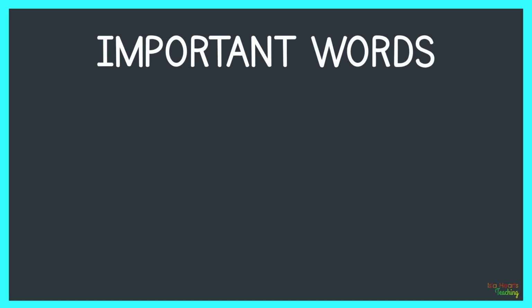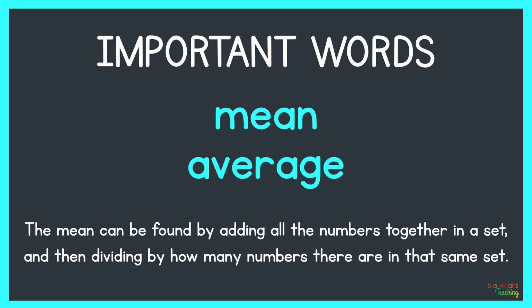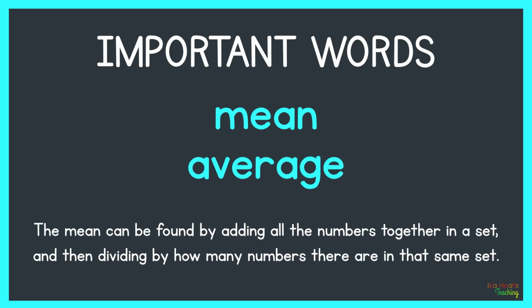Okay, so before I begin with the explanation, there are some important words that you will need to understand. The first word is mean. The mean is also known as the average. The mean can be found by adding all the numbers together in a set, and then dividing by how many numbers there are in that same set.